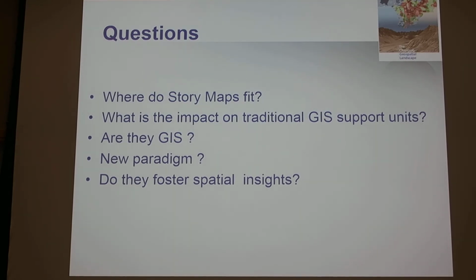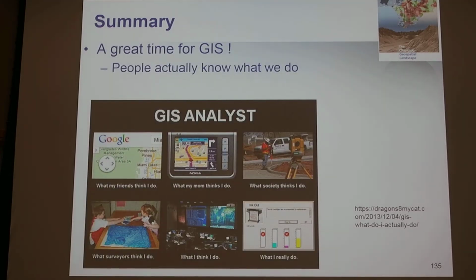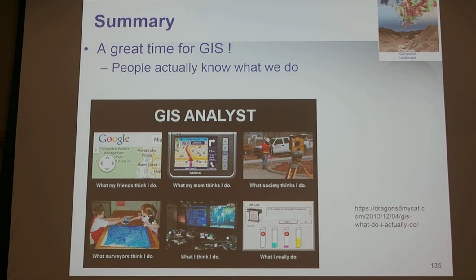So, is this something new? Do story maps actually foster some spatial insights? I thought that when I showed you the Lebanese families, you got a spatial context to stories about things. Let me conclude this way. It's a great time for GIS. We touch everybody. People know what we do. I don't want to go into that, but we'll just do this.